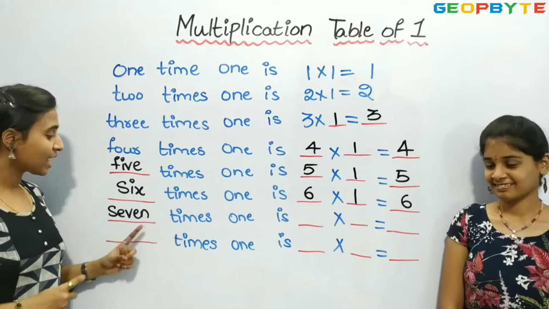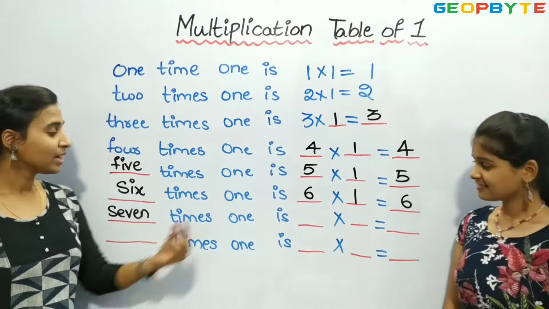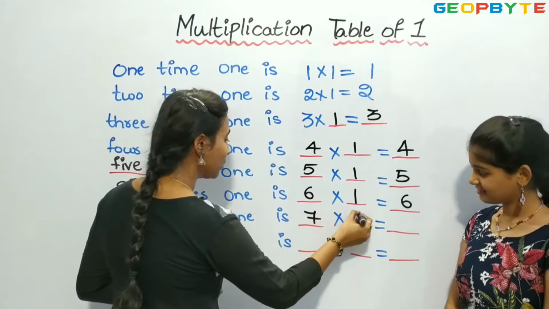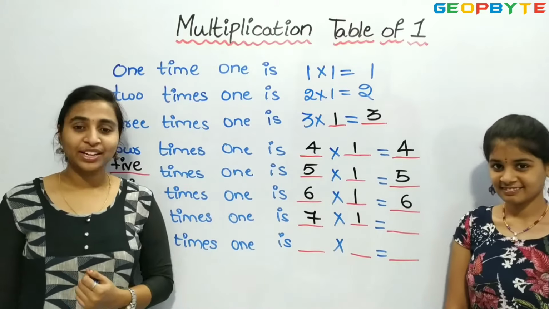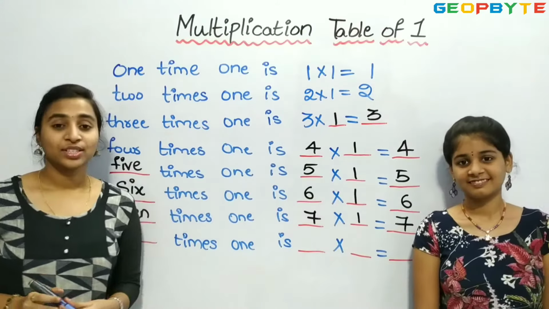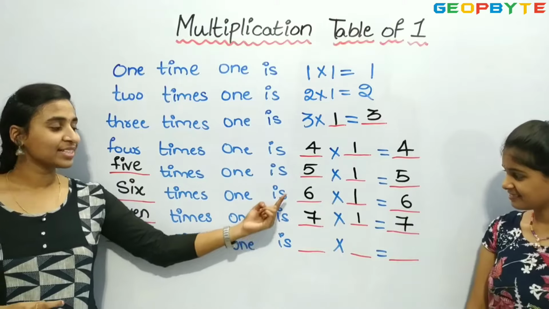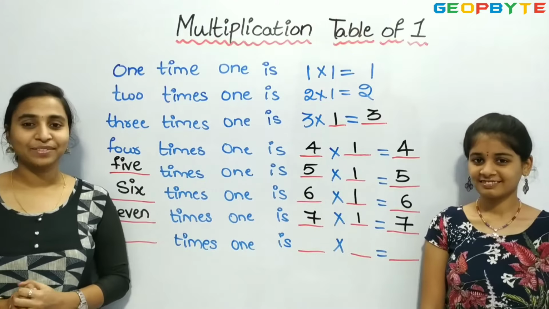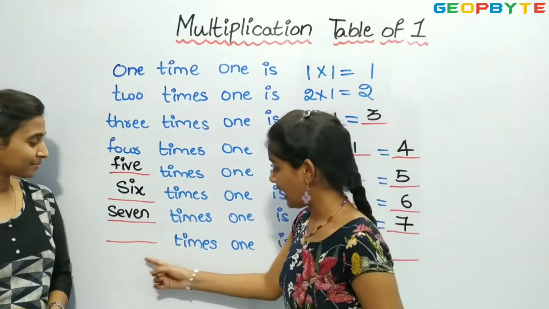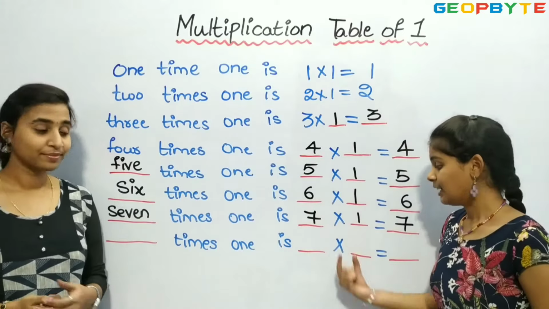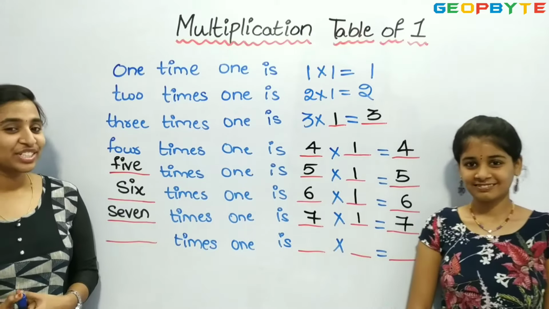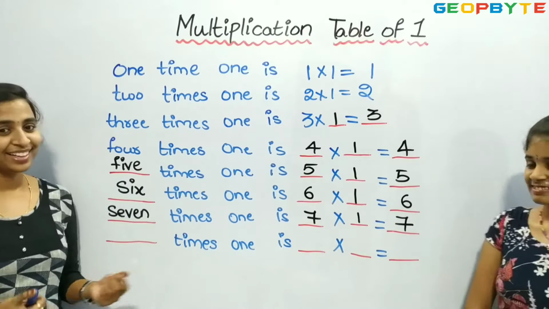So children, 7 times 1, that is nothing but 7 into 1, right? Let us write 7 into 1. Children, 7 into 1 or 7 ones are 7. So 7 times 1 is 7 into 1, that is equal to 7. Now let us see the last one. Dash times 1 is dash into dash gives us dash. Yes, children, here also we have a blank at the starting.